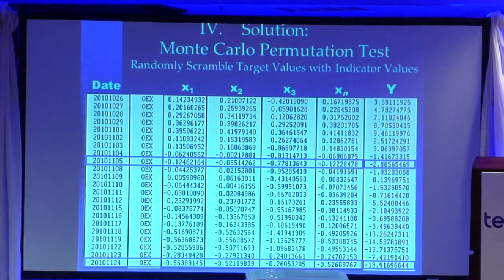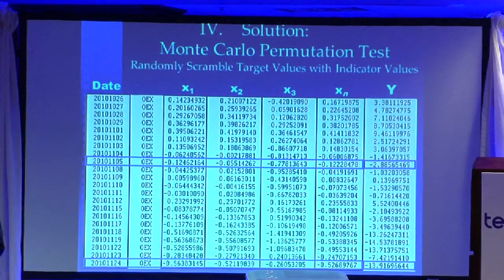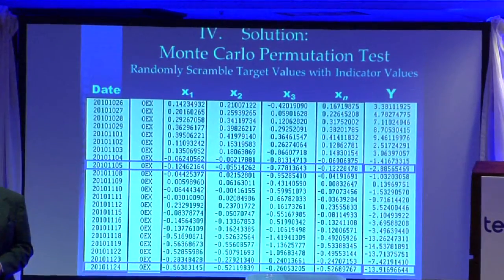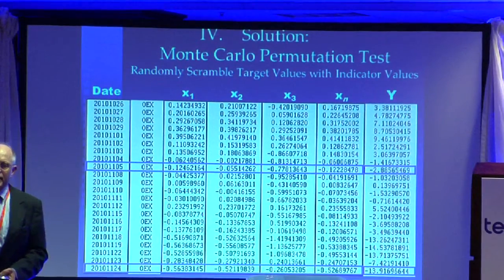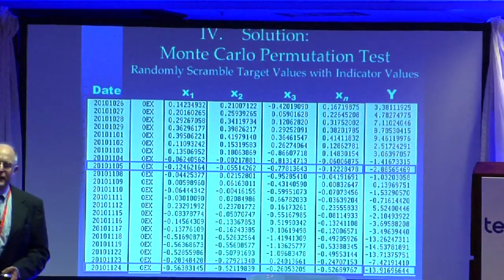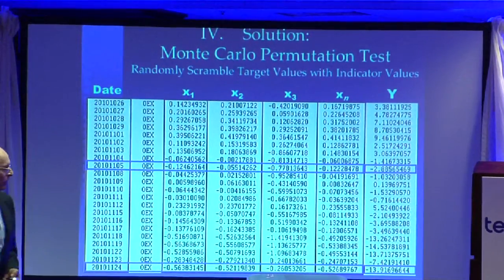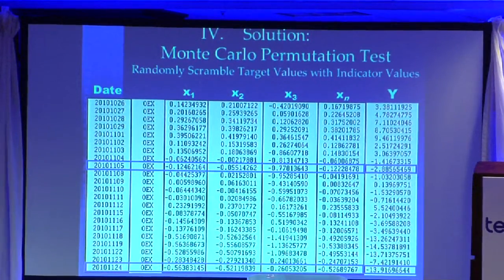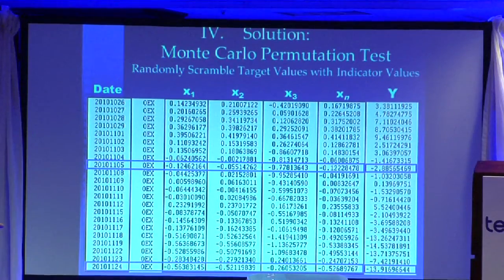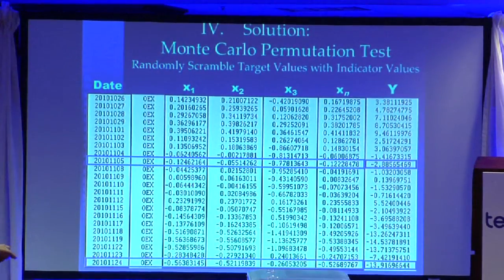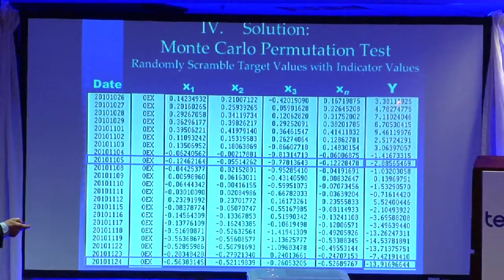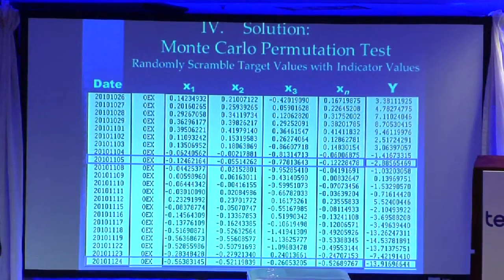Now, the solution to it, or one solution, is something called the Monte Carlo permutation method, which I talked a little bit about in my first book, Evidence-Based Technical Analysis, and we use a much more advanced form of it in this more recent book. It's a very simple approach. Here's your standard data table. You've got your columns of x's. Then there's your dependent variable, the thing you're trying to predict.